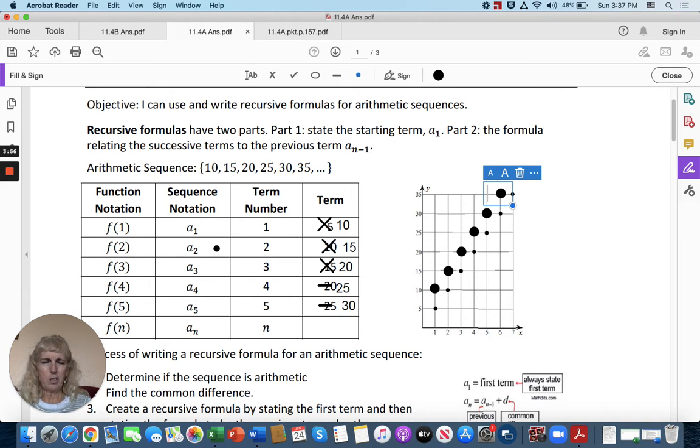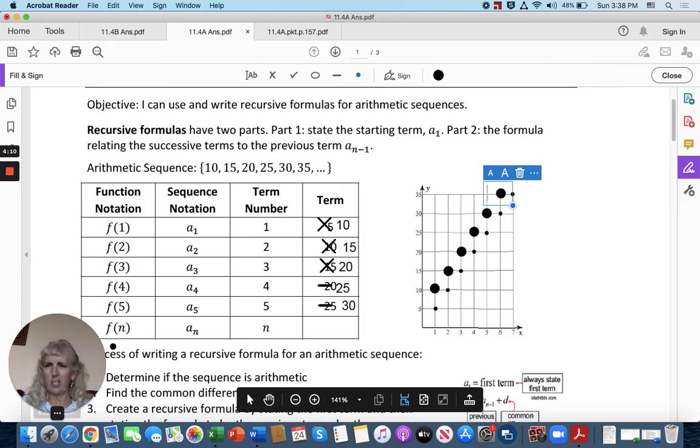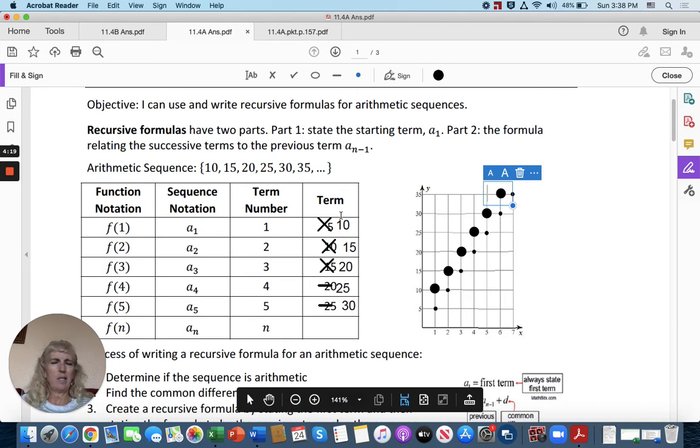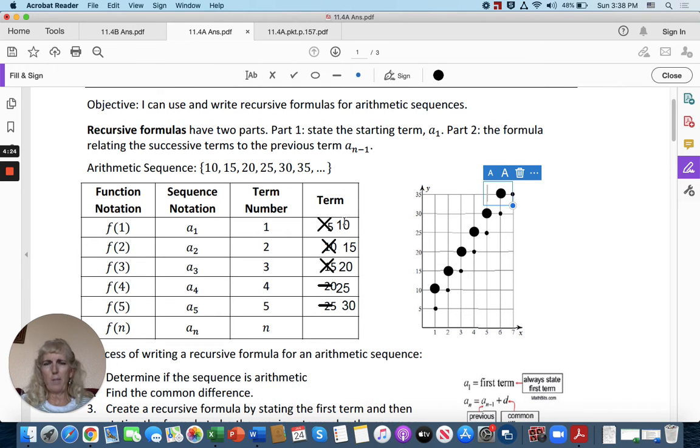This table should match up with this graph, and it should match up with these numbers here. So again, function notation, this is f of 1, f of 2, f of 3, all of those are function notation. Sequence notation is like a sub 1, a sub 2, a sub 3. They all mean the same thing with the term number, and then they all have the same term: term 1 being 10, term 2 being 15, term 3 being 20, etc.